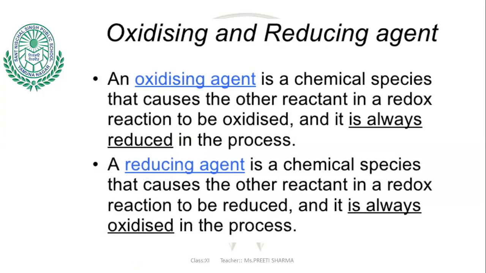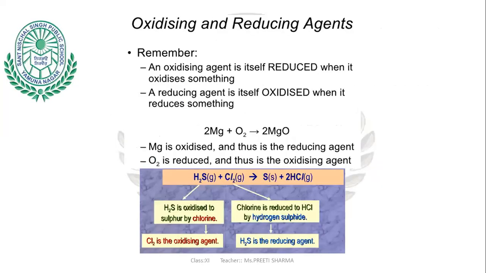It means whatever the species undergoing oxidation, it means loss of electron. It behave as a good reducing agent. And if the species undergoing reduction, it means gaining of electron. It means it is behaving as an oxidizing agent. Just see, an oxidizing agent itself reduce when it oxidize something, and a reducing agent itself oxidize when it reduce something. For example, when magnesium reacts with O2, it forms MgO, magnesium oxide.